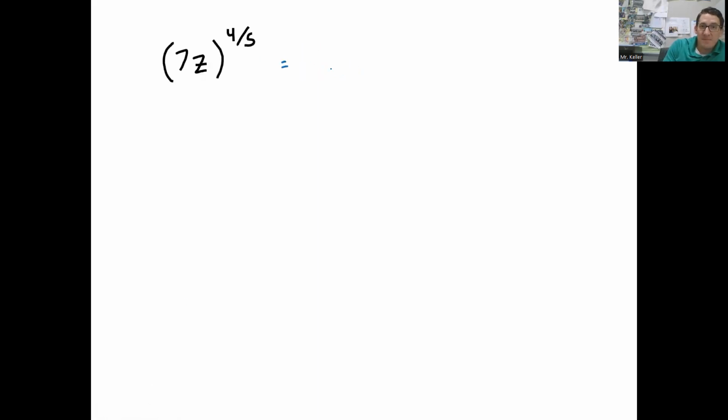All right. 7. So again, put my root symbol here. I'm going to put the 7z in parentheses. Power is on the top. So 4 is the power. Root is on the bottom.